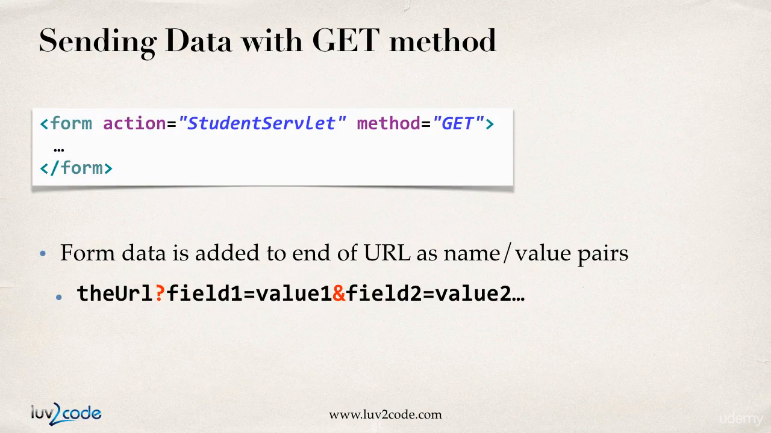Now, when data is being sent using the get method, the form data is actually appended to the end of the URL as name value pairs. So here we'll have the URL with a question mark, and then we'll have field1 equals value1, and with an ampersand, field2 equals value2, with another ampersand, and so on. And that's basically how form data is sent using a get method.